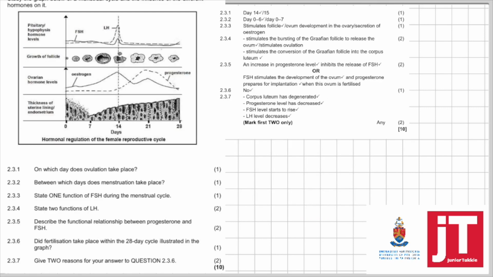Right. 2.3. Here you have the different hormone regulation of the female reproductive system. We have on the one side the pituitary hormone levels, growth of the follicle, ovarian hormone levels, and thickness of the endometrium lining. 2.3.1. On which day does ovulation take place? If you look here, what day does ovulation take place? It takes place on day 14 or 15.